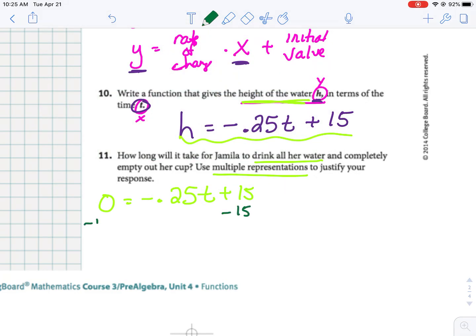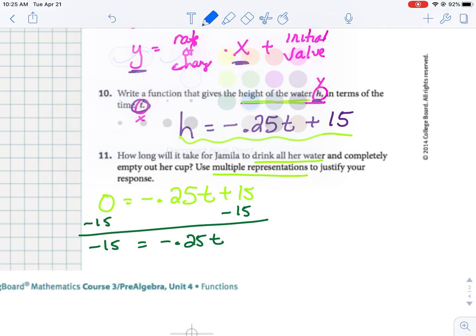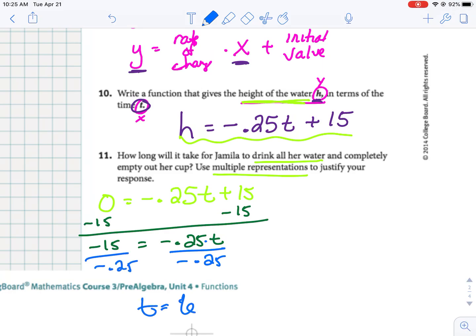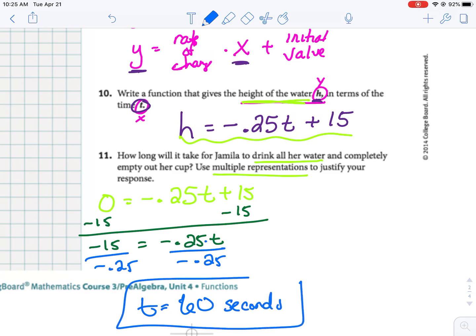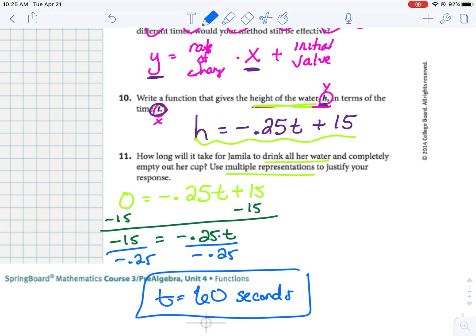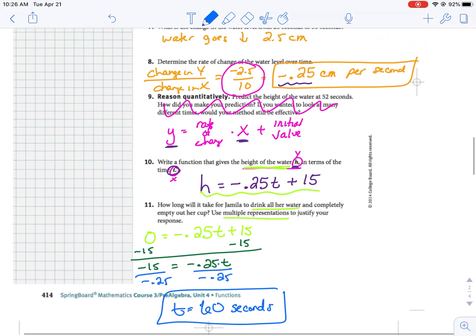So we've got to move the 15 over to the other side by subtraction. So we get negative 15 equals negative 0.25t. And then since it's multiplication here, we've got to do the opposite and divide. So divide by negative 0.25. And we end up getting t is equal to 60. And the time was in seconds, so we'll go one step further and say 60 seconds. Okay, so that's one way to do it with the equation, which in my opinion is probably the easiest way.